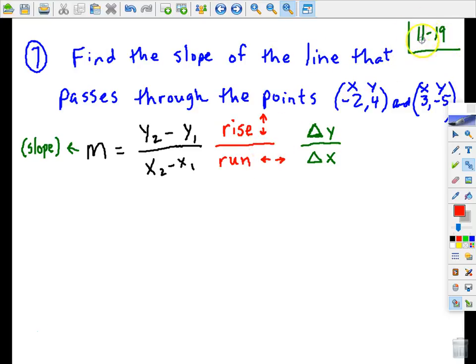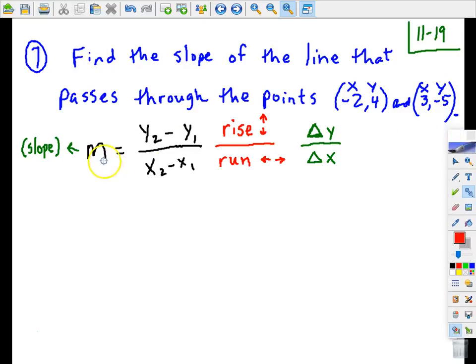And now 11 through 19, we're just practicing, refreshing your memory on the formula that we use to find the slope of a line if we know 2 points on the line. And here's that formula you saw in Algebra 1. It's the difference between the y coordinates of the 2 points over the difference between the x coordinates of the 2 points.